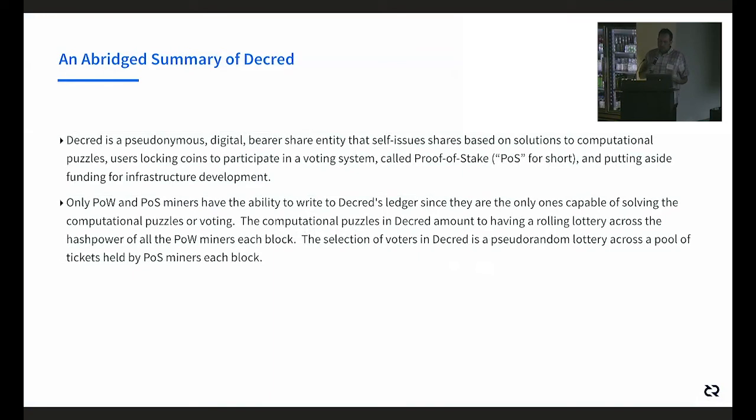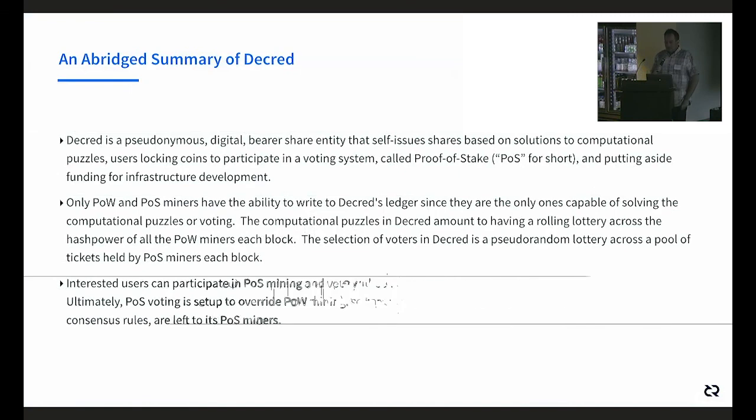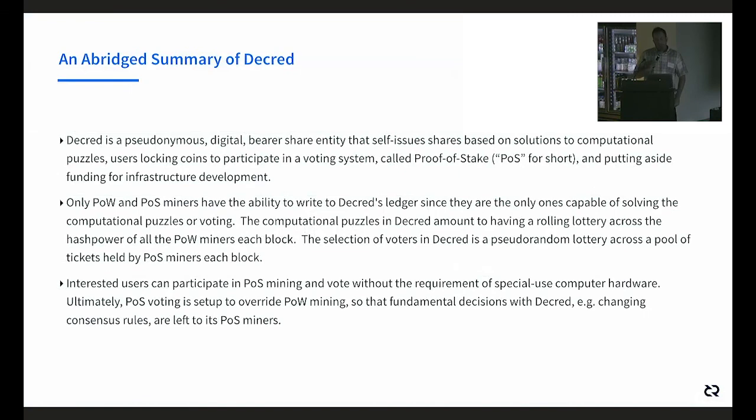So you basically lock coins. Locking the coins gets you tickets. The tickets go into a rolling lottery. Some old person turns the crank and they pull it out and someone gets excited. And that happens over and over again. If you want to, you can participate in proof-of-stake mining.